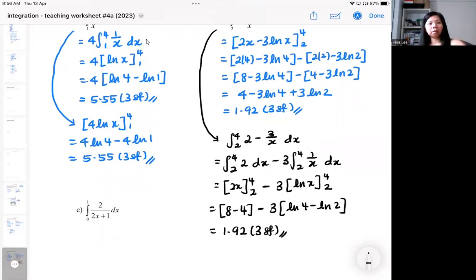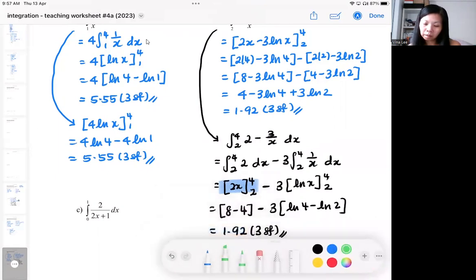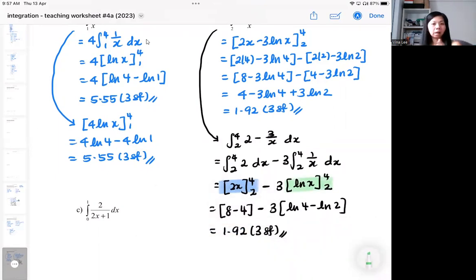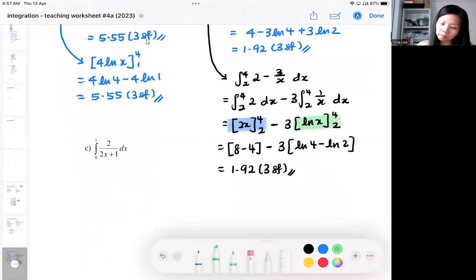So you can directly integrate and just do it as a whole integrate, top minus bottom, or you can split them into two, and then you do a top minus bottom twice. So you do a top minus bottom for this. You also do a top minus bottom for this. So it's your choice. The numerical value shouldn't change. Okay, so the same thing for this one as well.